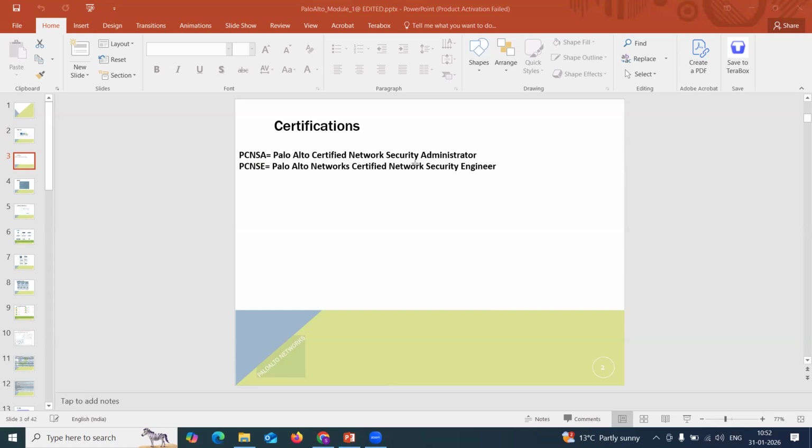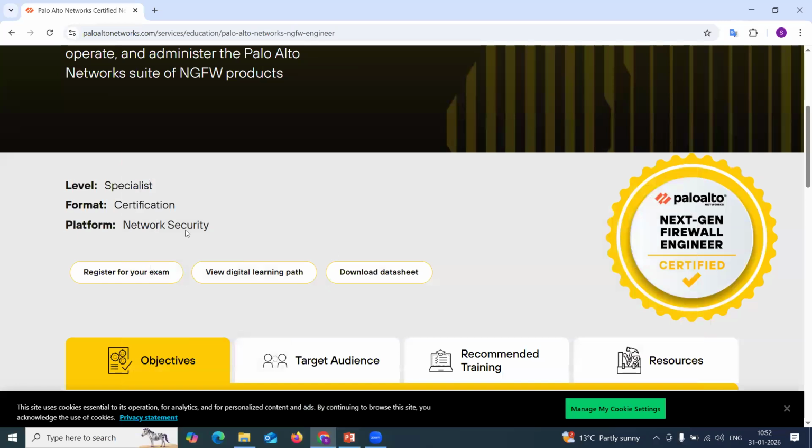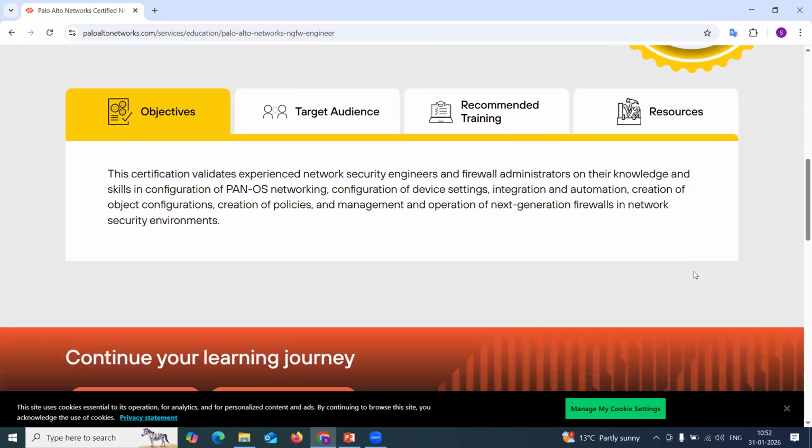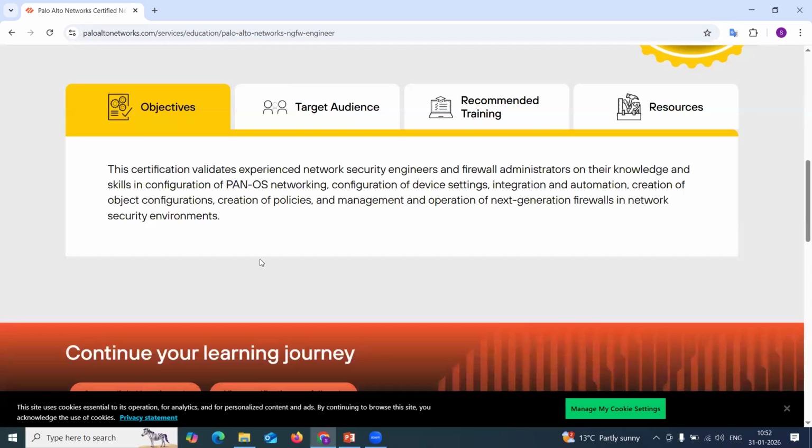Previously it was administrator and then network security engineer certification. Now this has been modified to a new name. So now we call it a certification level of specialist, format certification, platform network security. And the certification would be Next Generation Firewall Engineer certified. So the objective is to learn PAN-OS. PAN-OS is nothing but Palo Alto Networks Operating System.